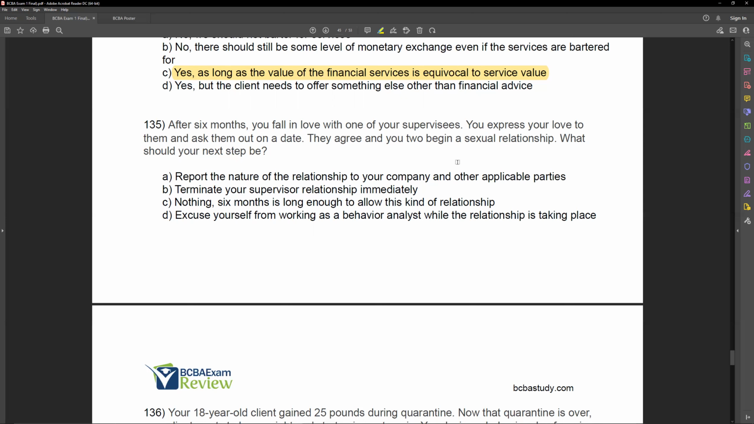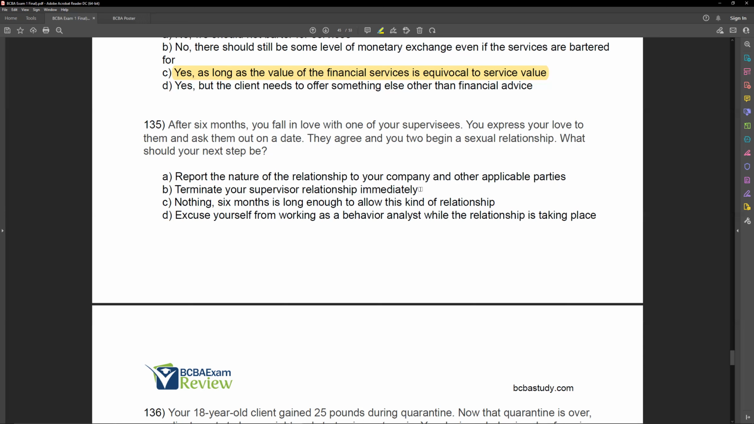The real world is much more gray than the exam. On the exam, we need to think in terms of the information they give us and what they're testing us on. That being said, let's look at B. Terminate your supervisor relationship immediately. Yes, you cannot be in a relationship with one of your supervisees.